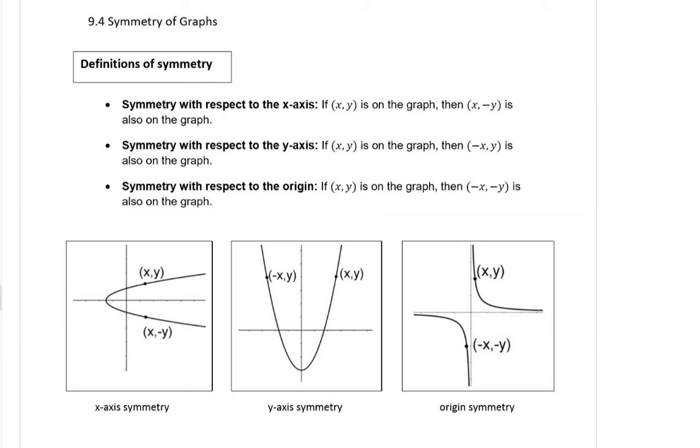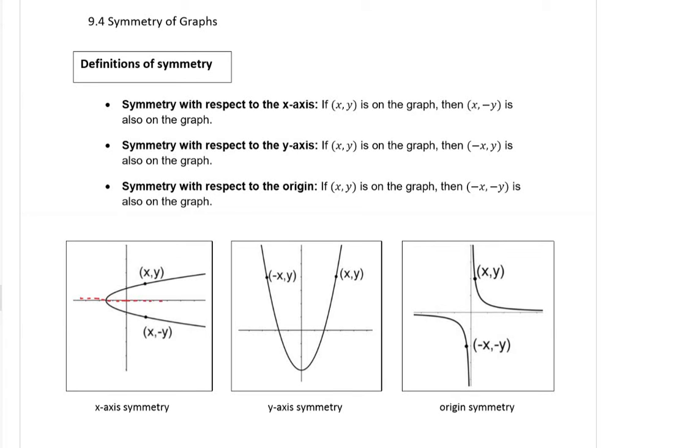Okay, we're going to be looking at symmetry of graphs, and we're going to be looking at symmetry with respect to the x-axis, the y-axis, and the origin. You know what it means to have symmetry with respect to the x-axis and the y-axis. Symmetry around the origin means that the graph can be rotated 180 degrees and the results coincide with the original graph. Look at this first graph where we're illustrating symmetry around the x-axis.